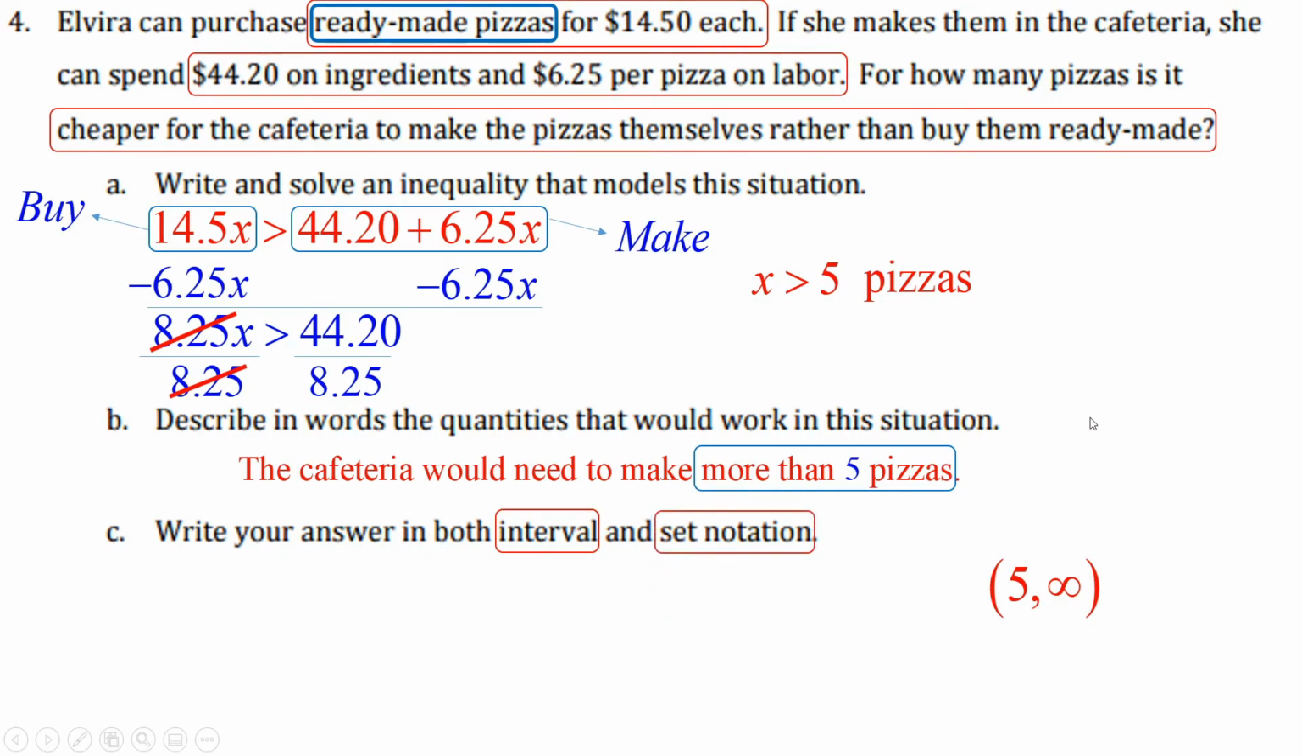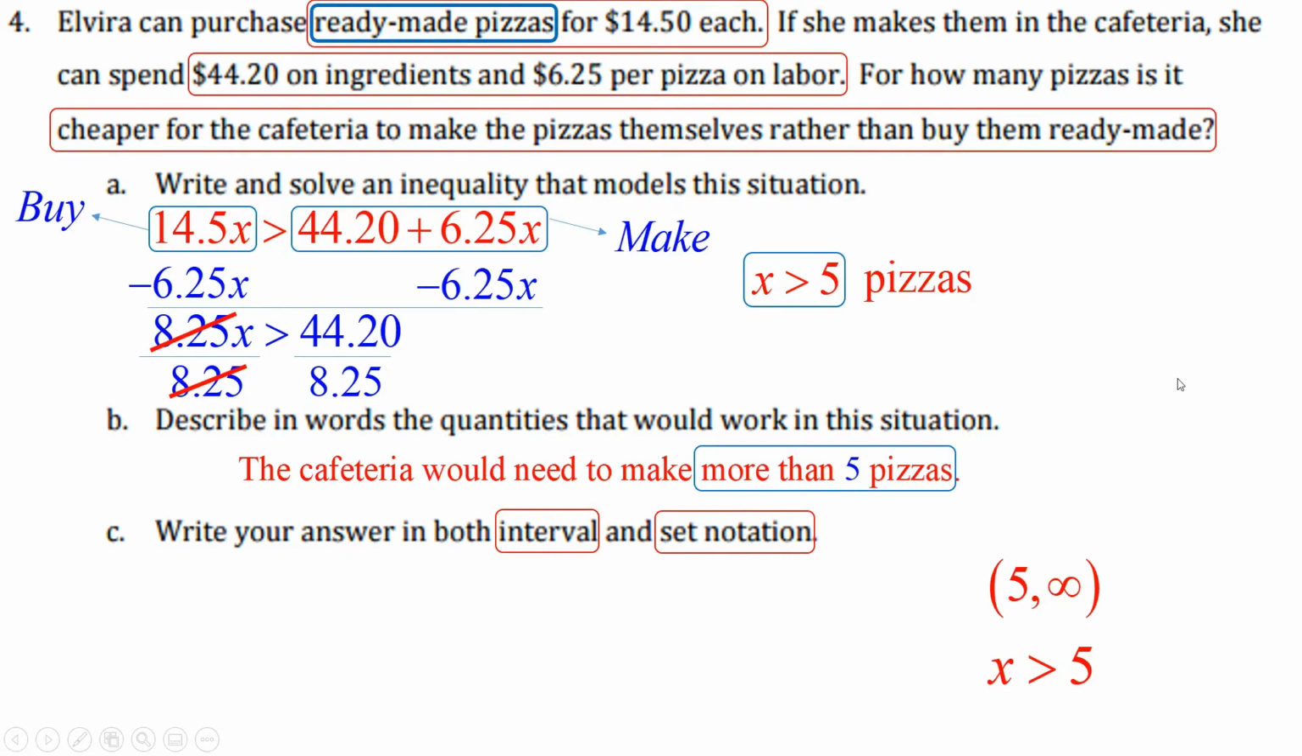Now, set notation. Well, if my lower bound is 5 and I'm just going forever to the right, my set notation is already up here. X has to be greater than 5. This is not a double inequality. X greater than 5. That's it. Okay? So, let's practice graphing inequalities now too.